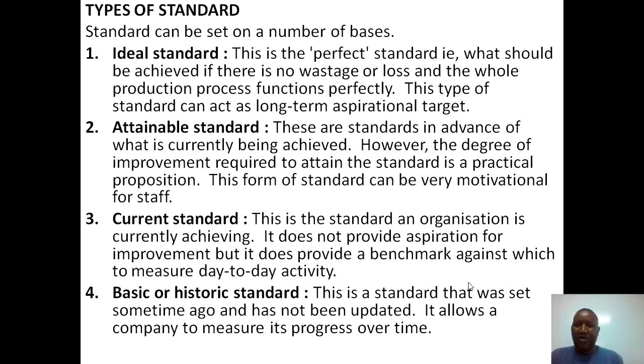Types of standards. We have four different types of standards. Number one, ideal standard. What is the ideal standard? This is the perfect standard. That is what should be achieved if there is no wastage or loss and the whole process is functioning perfectly well. This type of standard can act as a long-term aspiration target.